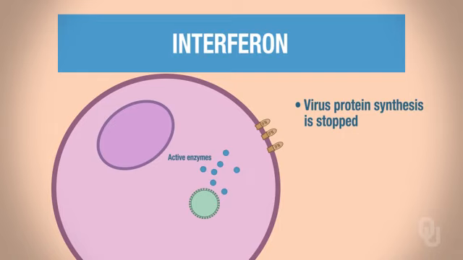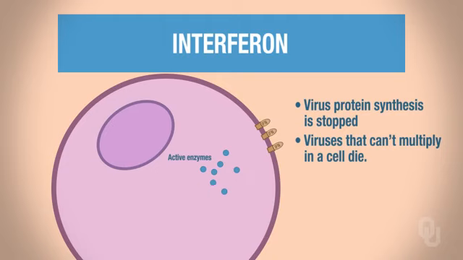So if a virus cannot multiply inside of a cell, the virus is dead. Viruses rely on cells in order to make their own proteins. And they, again, take over the machinery of the cell. So if they can't do that, they have nothing to survive on. This is why we call it interferon. Interferon is interfering with the virus. It's interfering with its replication.